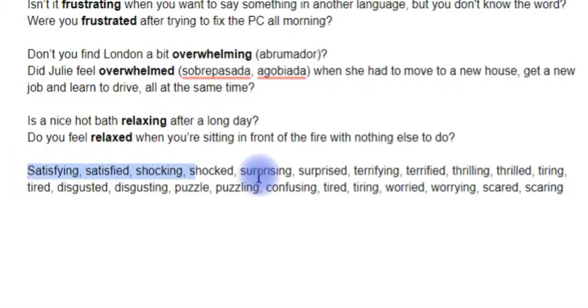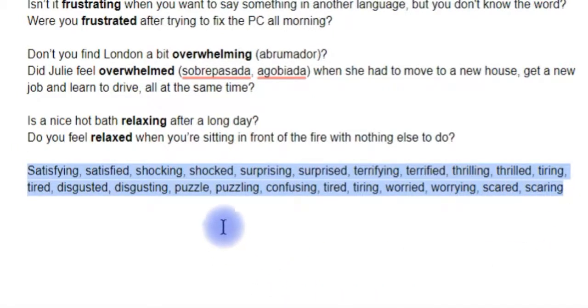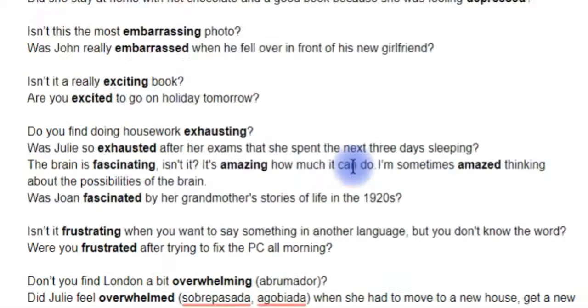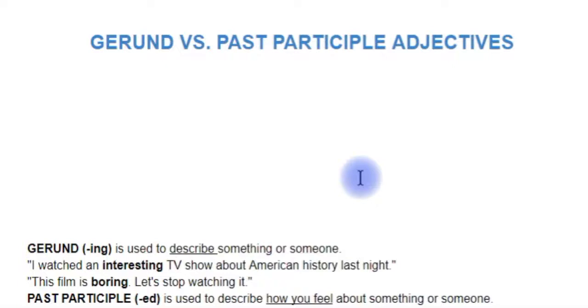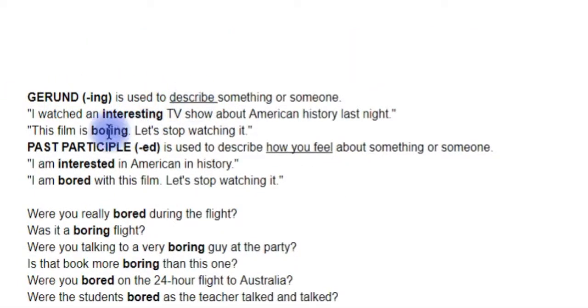So here I have a group of words. I want you to do some homework. I want you to do your own sentences with all these words: satisfying, satisfied. Satisfecho, satisfactorio. So you have a few words that you're going to use to describe something or to describe how you feel or how someone feels about something. So yes, this is the main difference. The -ing, description; the past participle, how you feel.